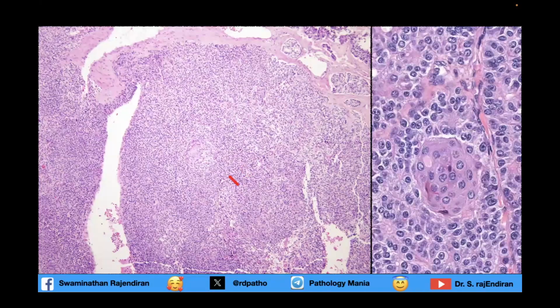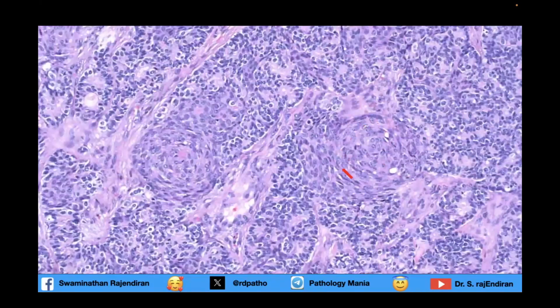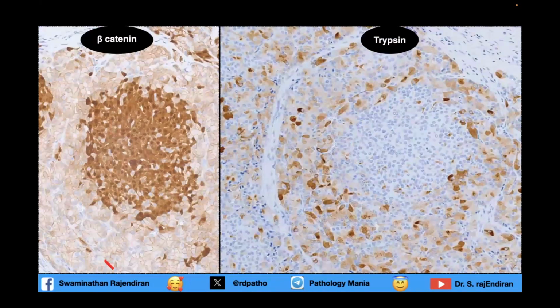Here you can see primitive cells from the pancreatic tumor, and you can see the nice squamous nest here, and you can see the squamous nest and more primitive cells in the background trying to form acinar pattern. And these cells are classically beta-catenin positive and can be also trypsin positive. Remember, I told you these are multi-lineage tumors. It can be ductal, it can be acinar, it can be neuroendocrine, it can be embryonal.